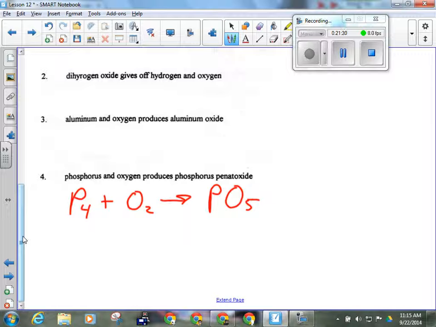Phosphorus. All right. I've got 4 phosphorus over here, but only 1 on this side. So what should I write here? 4. All right. 4 times 5 is how many? 20. What times 2 will give me 20? 10. Done. All right. Again, if you try and balance the oxygen first, you're just going to be in a world of hurt. You're just going to keep changing numbers, changing numbers, changing numbers, and it's just never going to work. Okay? So always balance something other than oxygen first. Okay? Any other ones?